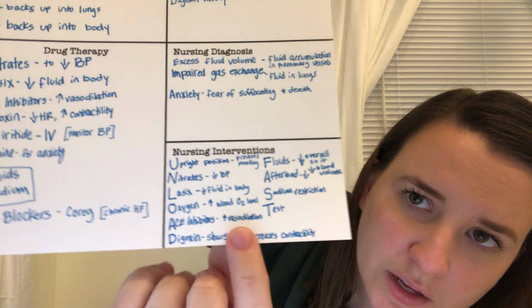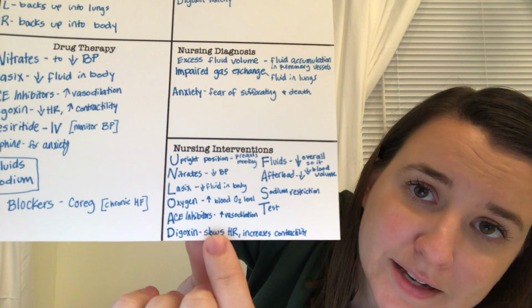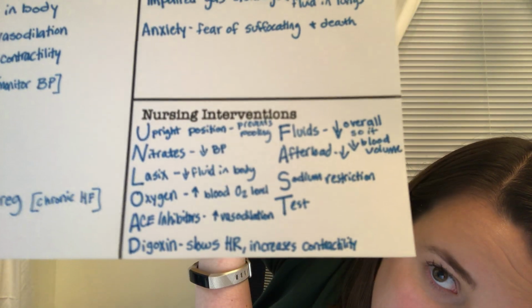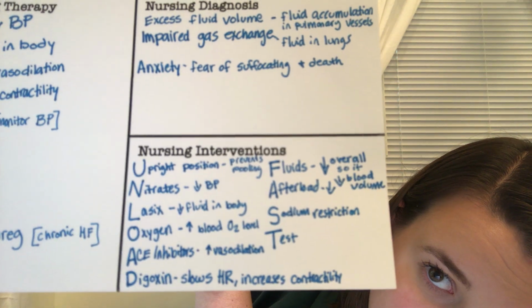There are some different nursing interventions that go along with a mnemonic device called Unload Fast. So I'll put this here for you and I'll explain what they are. Okay, the first one for Unload Fast is an upright position. This is going to prevent the pooling of the blood in their lungs and hopefully allow them to breathe easier.